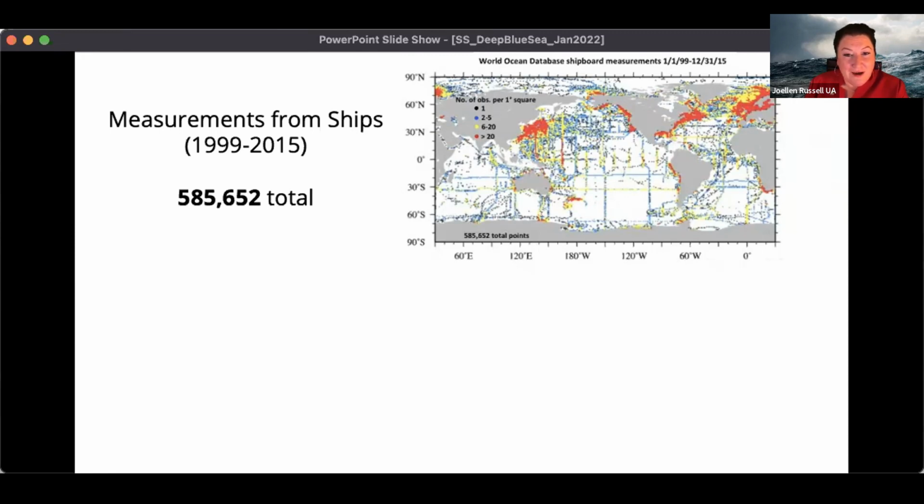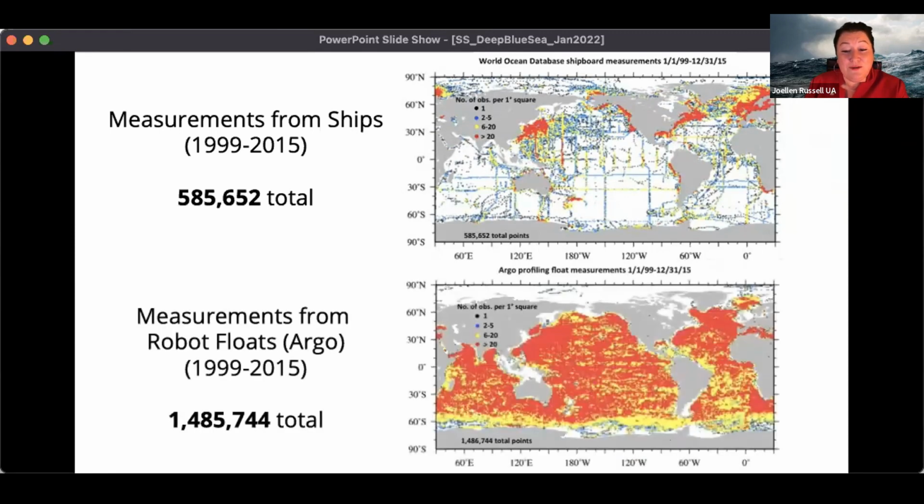So we can actually have, and this is what it looks like, the measurements from robot floats called Argo floats, over 1.5 million measurements over the entire ocean. Yes, in the same time period. And the community only started deploying these floats in about 2004.